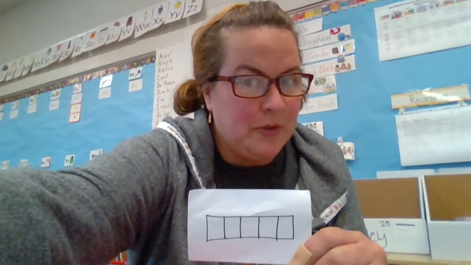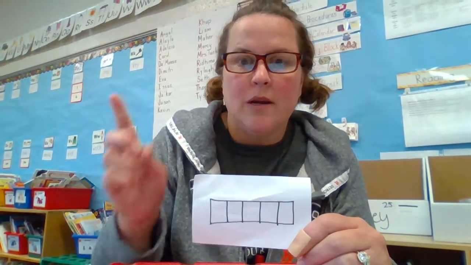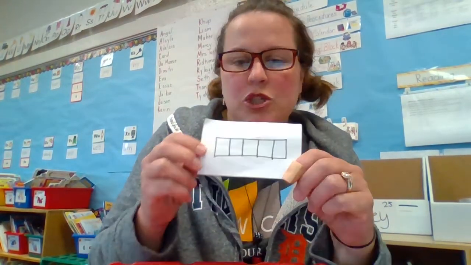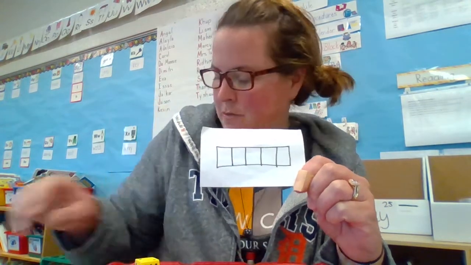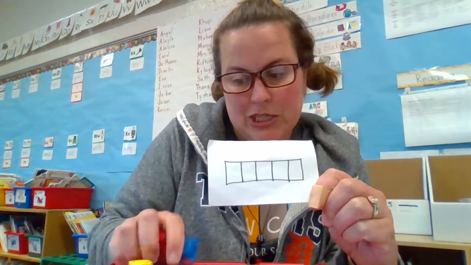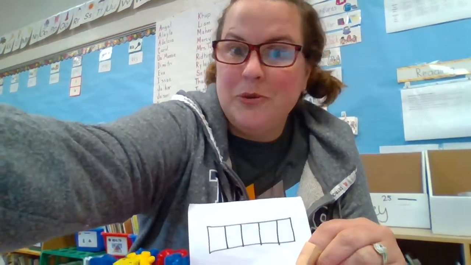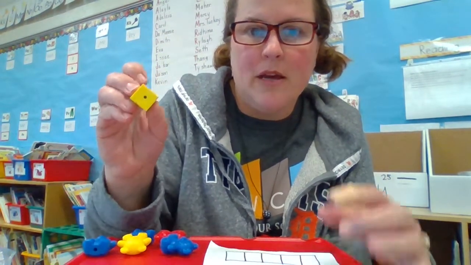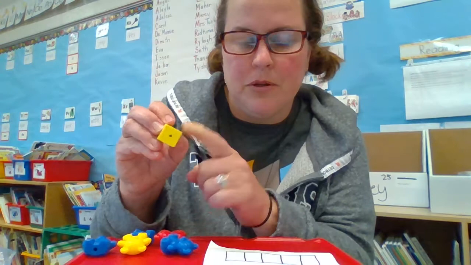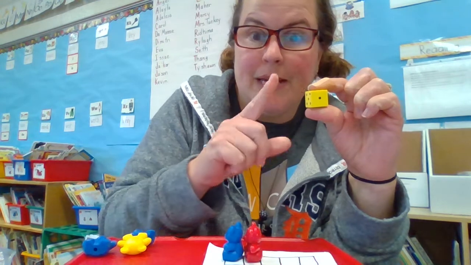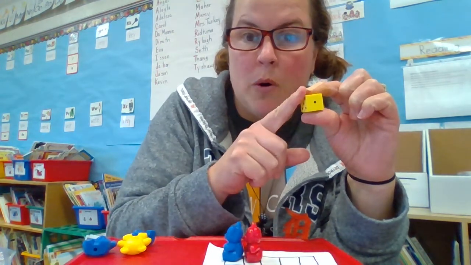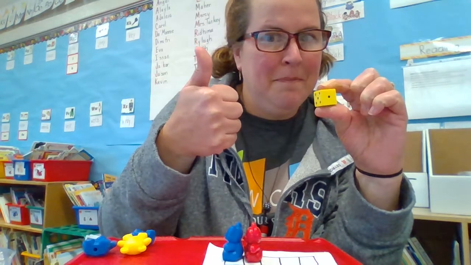Here is another tool that we're going to be using to say 1 more. We're going to start with that, and then we'll do 1 less later. So I'm going to look at my 5 frame. I have my 5 frame, I have my dot cube, and I'm going to use my bears. So what we're going to be doing is we're going to roll the dot cube. I have the number 1. So I'm going to show on my 5 frame 1 more than what I rolled. So if I rolled the number 1, I'm going to show 1, 2 bears, because 2 is 1 more than 1. Do you agree with me?